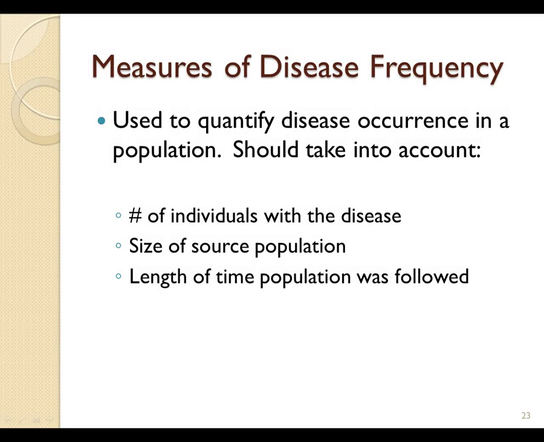So measures of disease frequency are used to quantify disease occurrence in a particular population. You must take into account the number of people with the disease, the size of the population, and the length of time the population was followed.